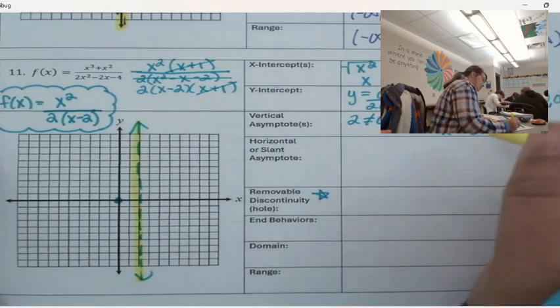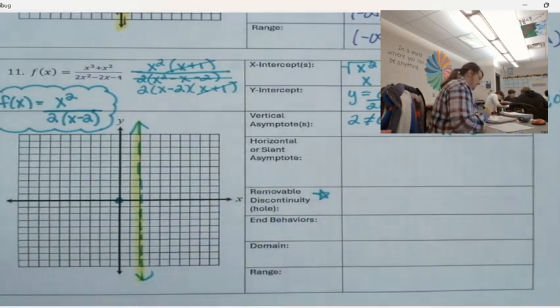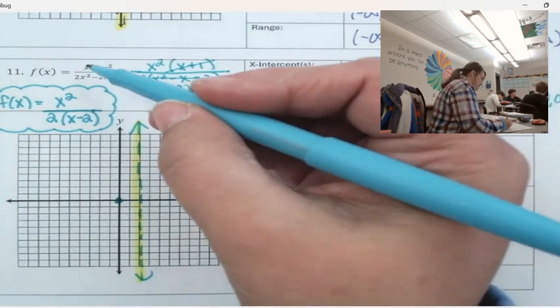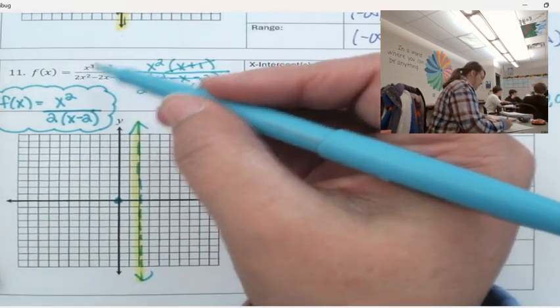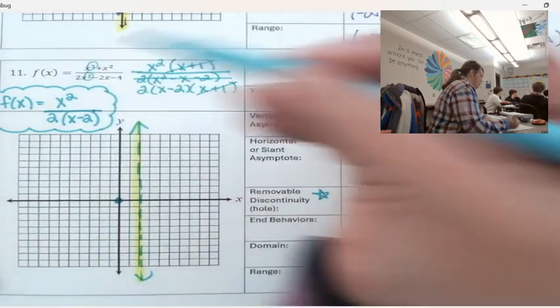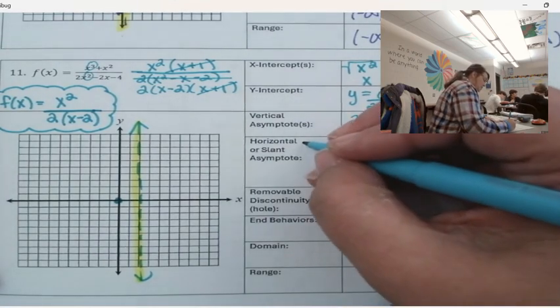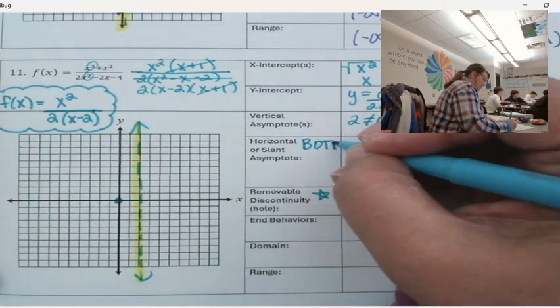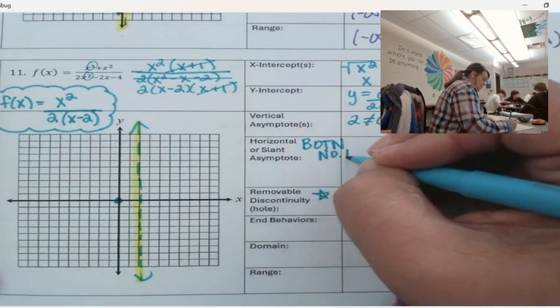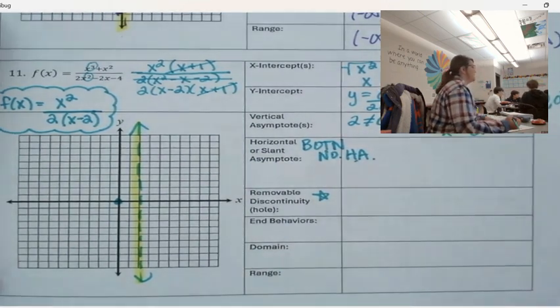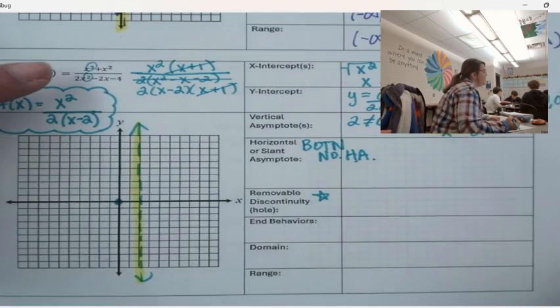Okay. All right. Let's make a decision. I can just go back to my original real fast and look. There's a 3, there's a 2. Am I bigger on top, bigger on bottom? Bigger on top. What does bigger on top mean? No horizontal, but there might be a slant. Is it exactly 1 bigger on the top than it is on the bottom? Yes. And am I linear? No. Okay. So guys, we're going to have to find our slant asymptote.